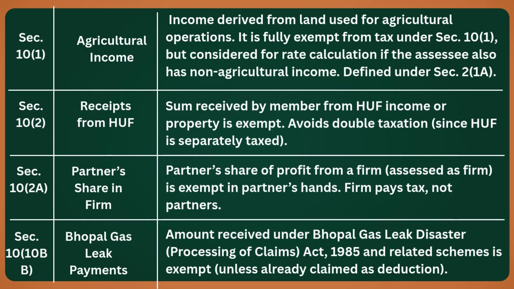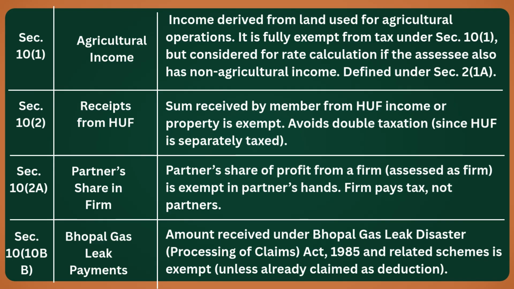Section 10, Clause 2, Receipts from a Hindu undivided family, or HUF. Any sum received by a member from the income or property of the HUF is exempt. This rule avoids double taxation because the HUF itself is taxed, not the individual member on amounts already distributed.